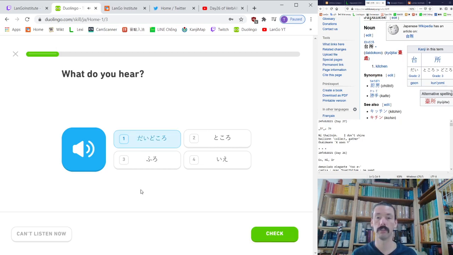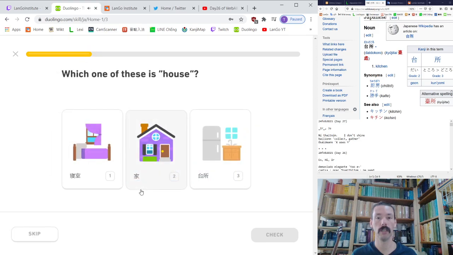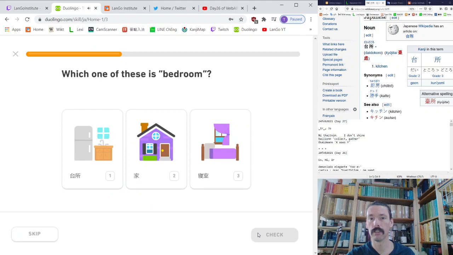台所, 家, Ie is a house. Ie. 家. Tokoro. ところ. Okay, note the shared component here in numbers 1, 2, and 3. It's the axe. Bedroom is... Oh, how's that pronounced? Shinshitsu? 寝室. Oh, goodness. 台所, Daidokoro. 家. 寝室.